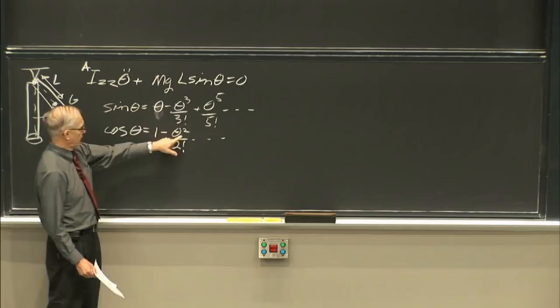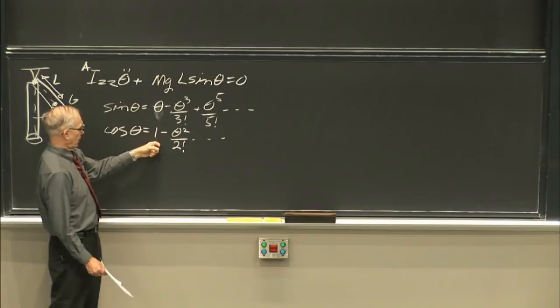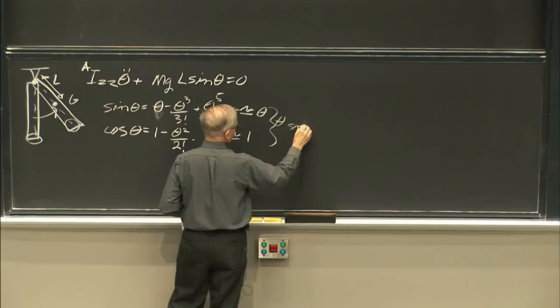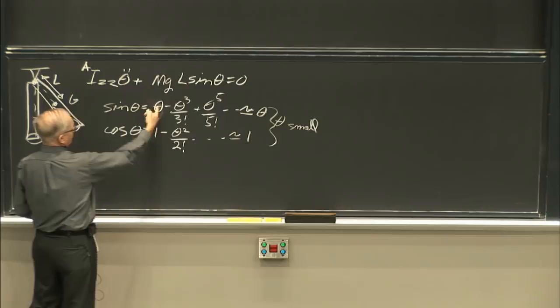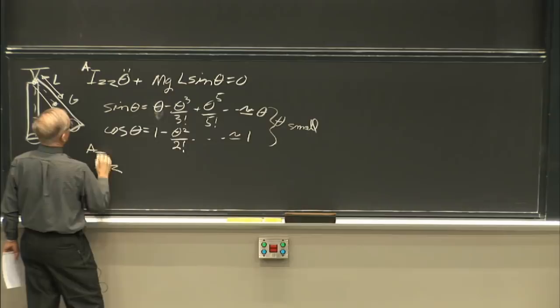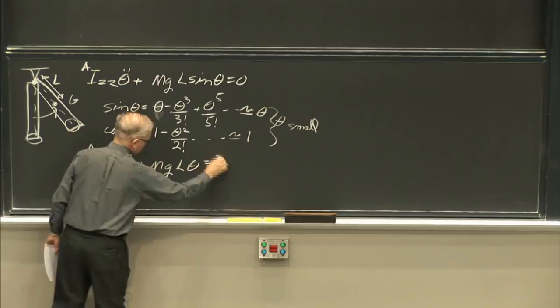Theta squared is nonlinear. So the small angle approximation to cosine is approximately 1, and to sine is approximately theta, for small motions. Theta is small. So when we linearize this equation, we substitute in for sine theta its linear approximation, and we get mgL theta. We've seen that one many times. And that's your linearized equation of motion.